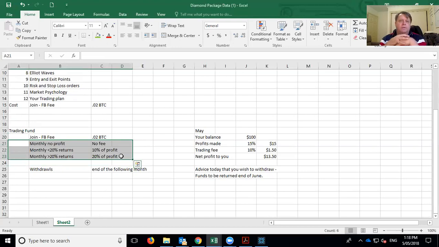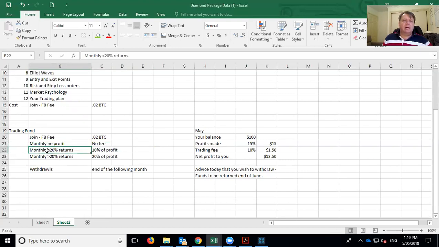Now, unlike most financial planners and stockbrokers who charge you a fee regardless of how much money they make, I don't plan to do that. I believe it's important that if you don't make money, I don't make money. Okay, so each month we do an analysis of how much profit was made per month. If there was no profit, there's no fee. Okay, so I spend all the time doing it and trading. There's no cost to you to do that.